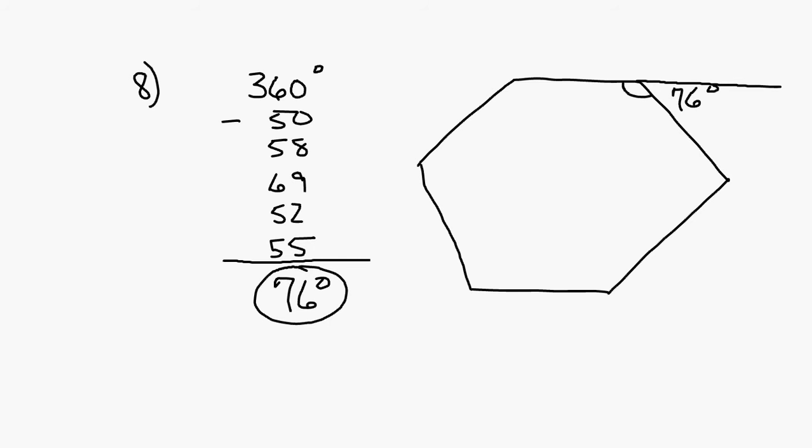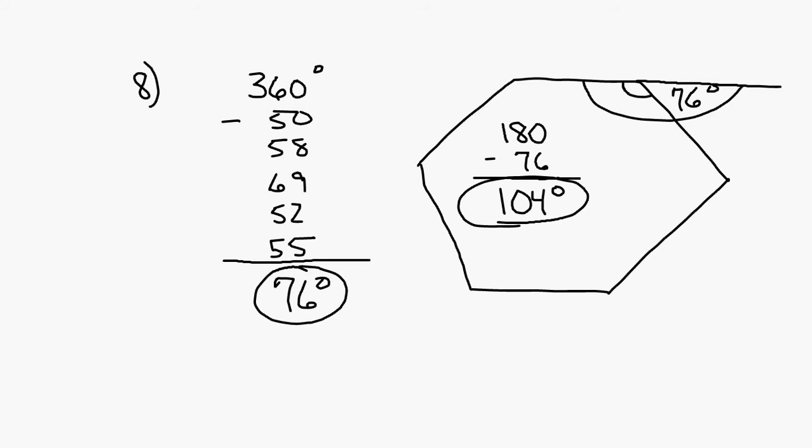So in this case, you got to find the exterior angle measure. And then, these two are a linear pair, aren't they? So now you would have to take 180, subtract the 76 from it, and you're left with 104 degrees. So that would be the interior angle measure that's next to the 6th exterior angle measure.